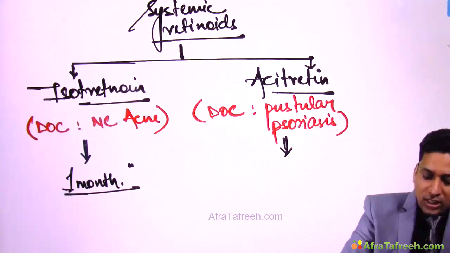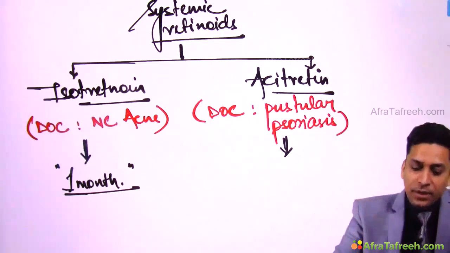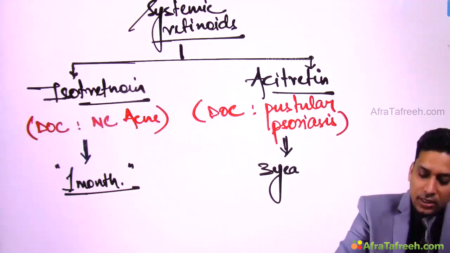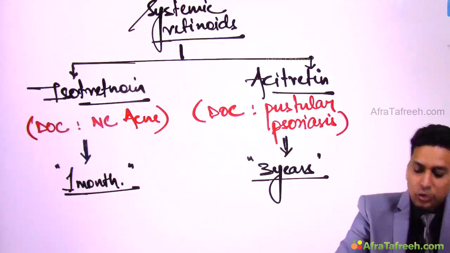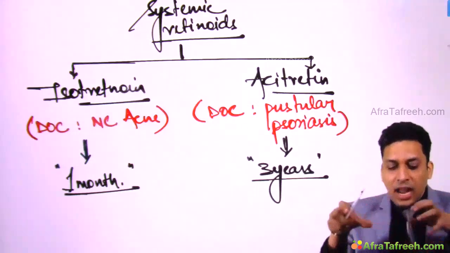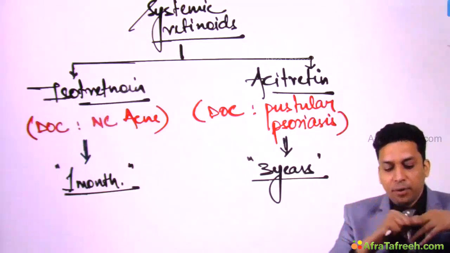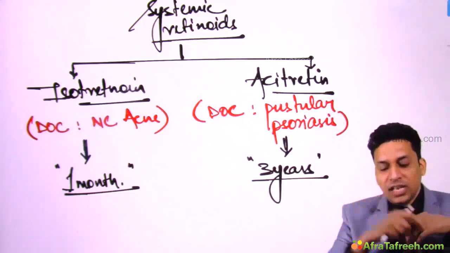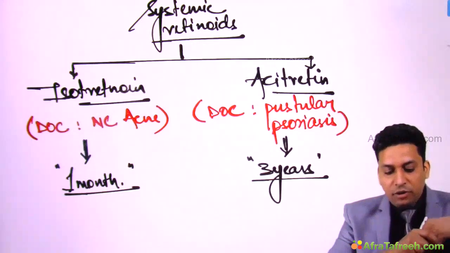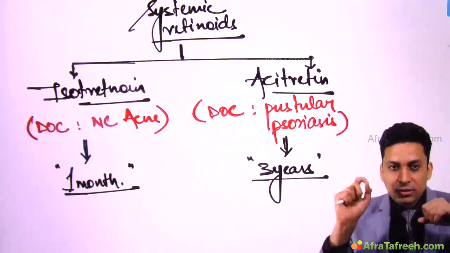So the patient should not conceive during the therapy as well as 1 month after stopping the therapy, and this period is 3 years in the case of acetretin. This is so long in acetretin. Why is this so long? Because this drug gets esterified in the fat and it requires around 3 years to completely wash off. So this period is also very important. Okay, so this was the question which was asked in one of the exams. So remember, for isotretinoin it is 1 month, for acetretin it is 3 years.